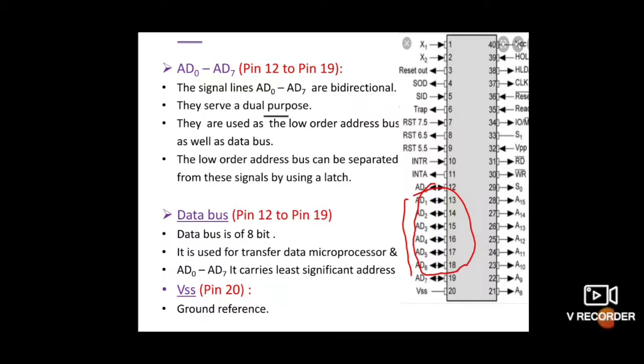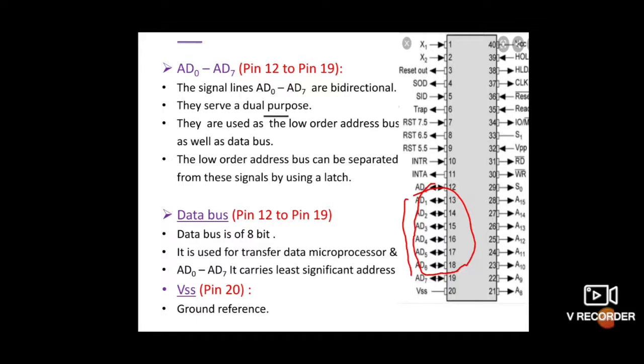In today's session we studied TRAP, RST 7.5, RST 6.5, RST 5.5 and INTR. These are the hardware interrupts. Then the next is the INTA bar pin, that is interrupt acknowledgement. And next, pin number 12 to pin 19, that is AD0 to AD7, the combined address bus as well as data bus, which is a bidirectional bus.